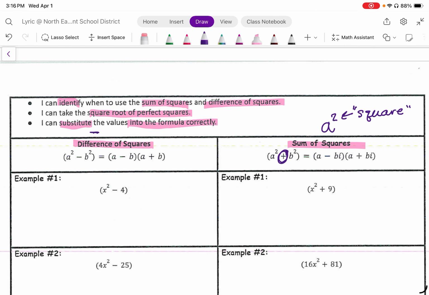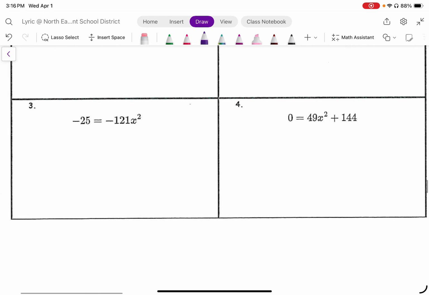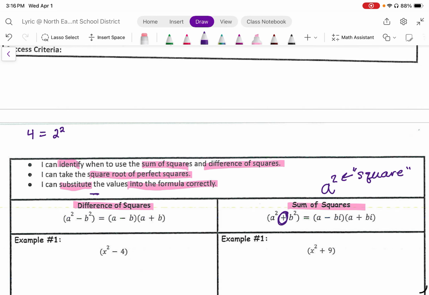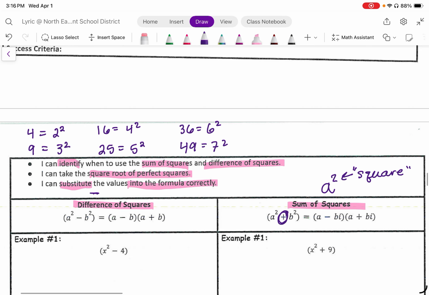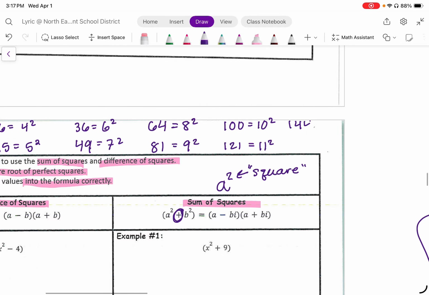So this is where we kind of need to know what our perfect squares are. A lot of the time you will be seeing, I guess we'll just write a few of them. Let's say 4 is 2 squared. 9 is 3 squared. 16 is 4 squared. 25 is 5 squared. 36 is 6 squared. 49 is 7 squared. 8 squared is 64. 9 squared is 81. 10 squared is 100. 11 squared is 121. And 12 squared is 144.